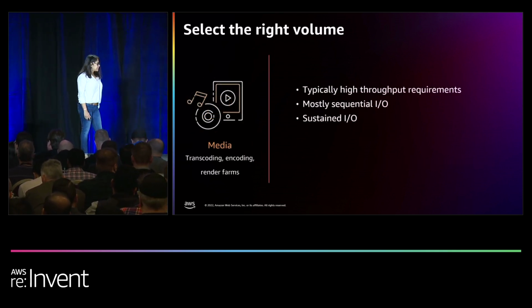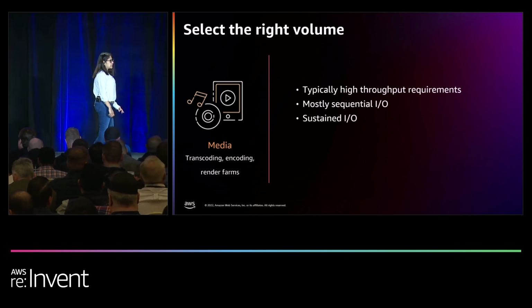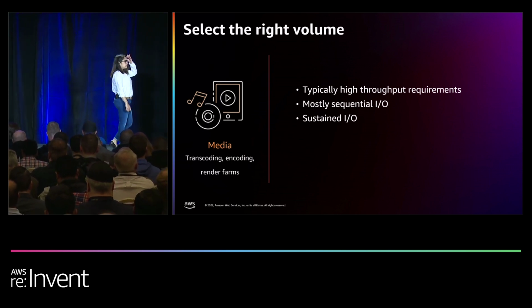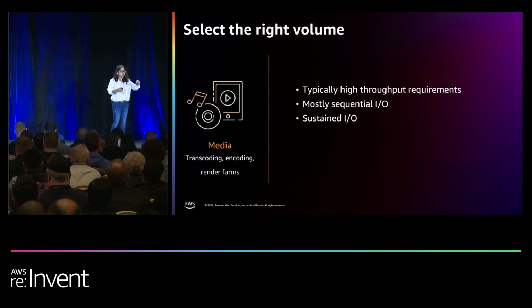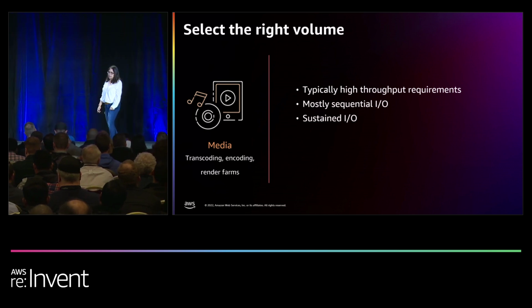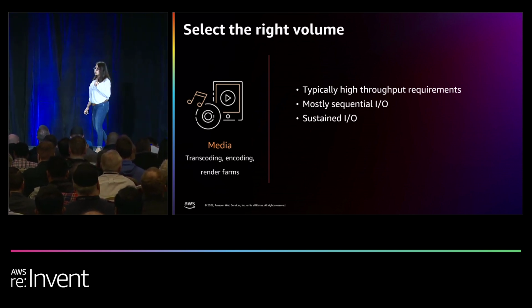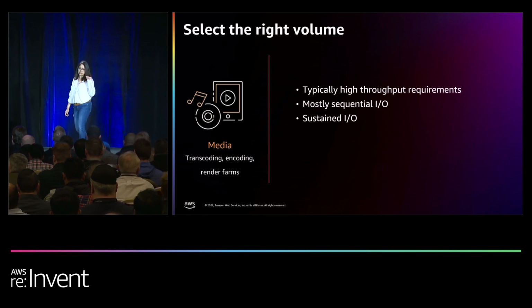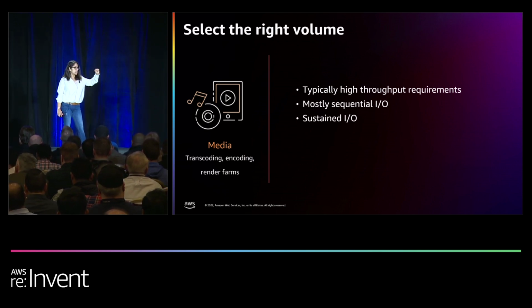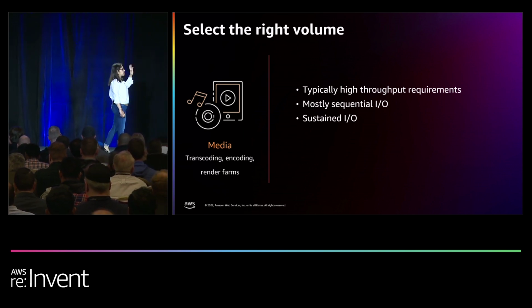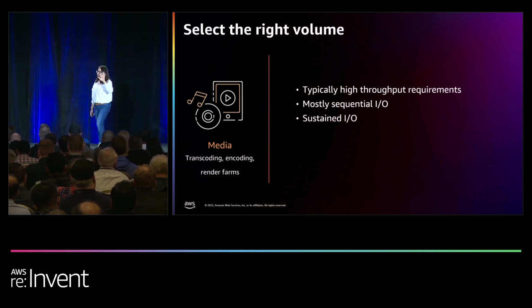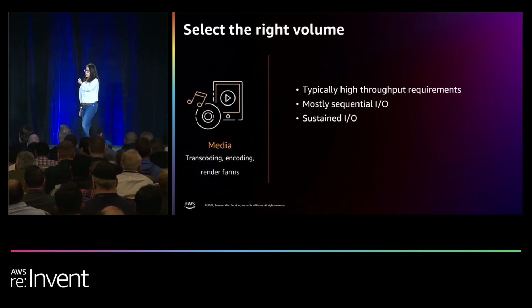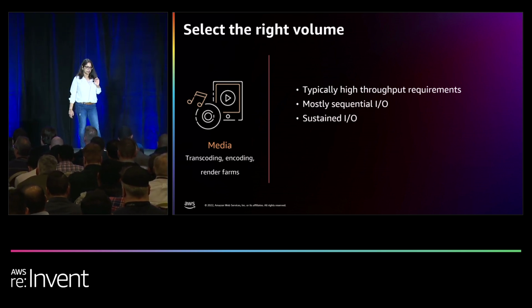Media is one other type of workload that a lot of our customers are using. Here we are mostly talking about transcoding or encoding, actually any streaming workloads that we have. These typically have very high throughput requirements, and they have mostly sequential I/O. Latency is not often a consideration here, but the throughput requirements are the top priority. The sequential I/O is also often sustained throughout the period of the application life cycle.